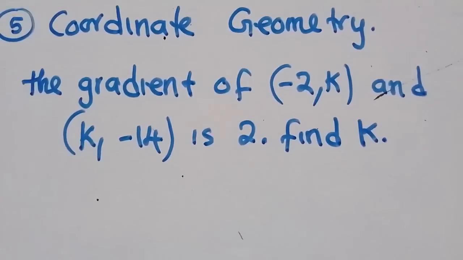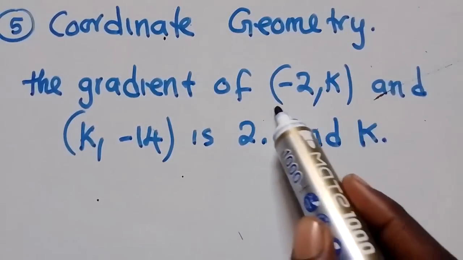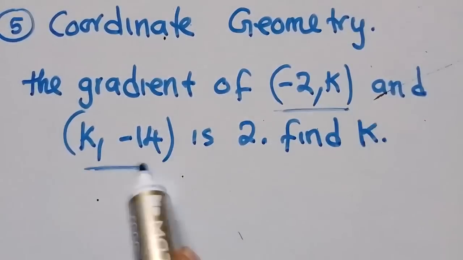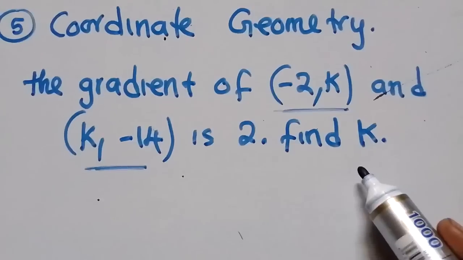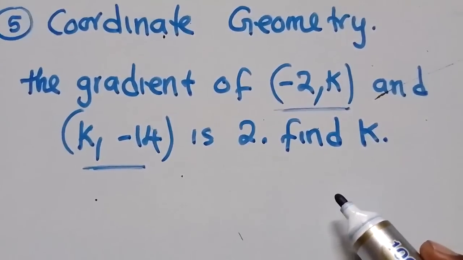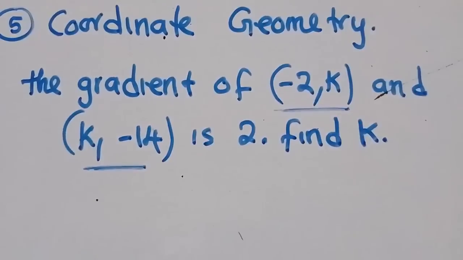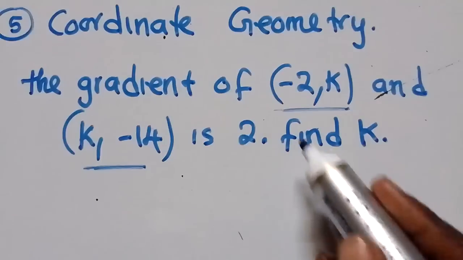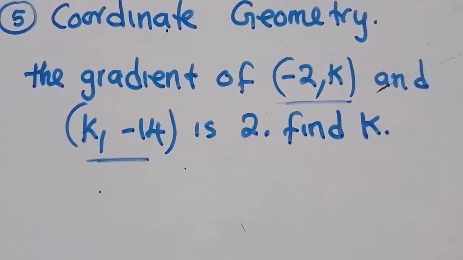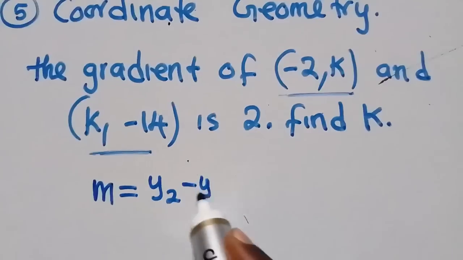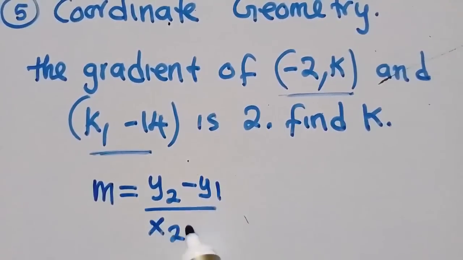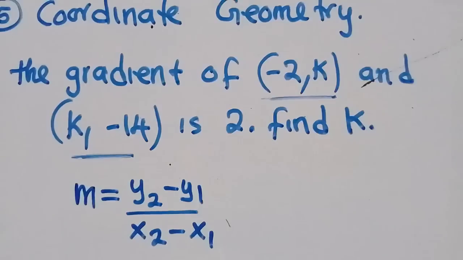Have you seen the way this question is? This is how questions will be coming. They will tell you the gradient of the two coordinates is 2. Then you are told to find the value of k. How can you find the value of k? Very simple. You just need to know the formula for the gradient. Gradient is equal to y2 minus y1 over x2 minus x1. This is the formula that we get to use under the gradient.